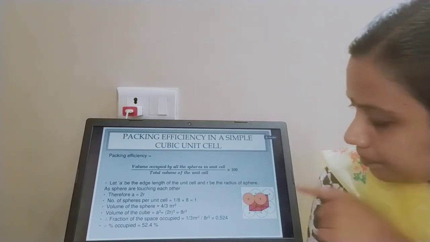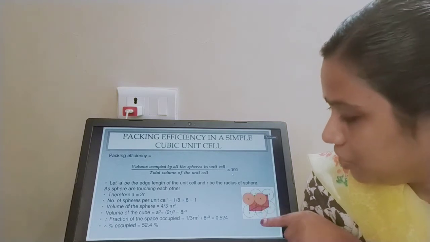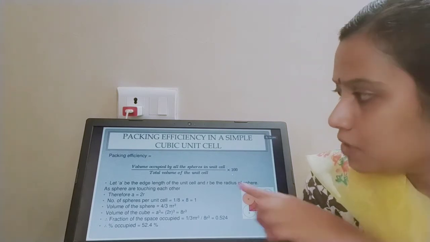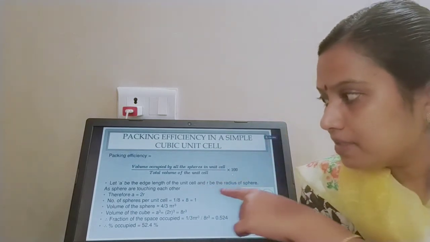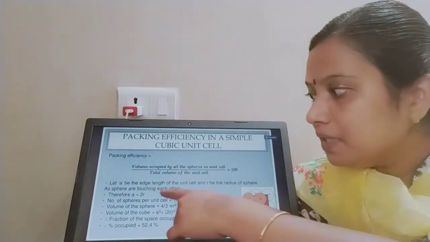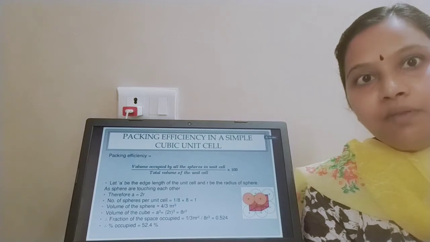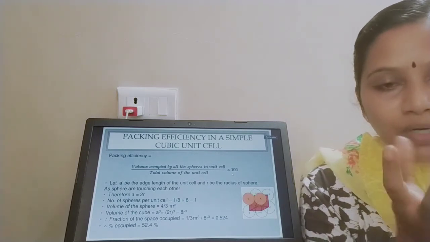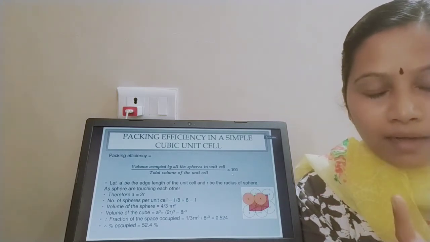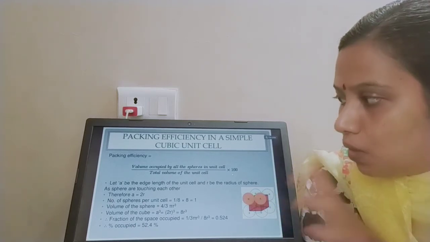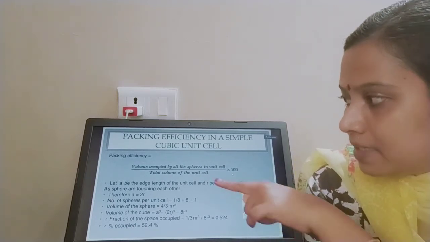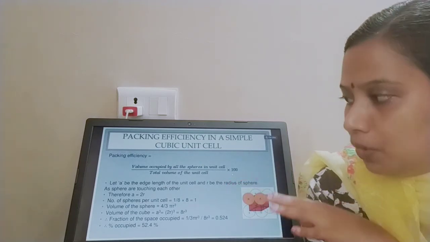Now, can you see the picture, the small a? Small a is the edge length of the unit cell, and r is the radius of the sphere. The spheres are touching each other, so the distance between centres will be 2r. What is the radius of sphere 1? It is r. These spheres are touching each other, so it is 2r. And a is nothing but the edge length of the unit cell.